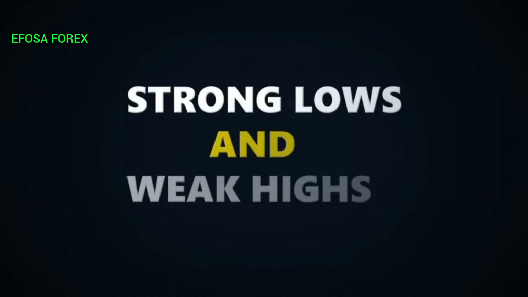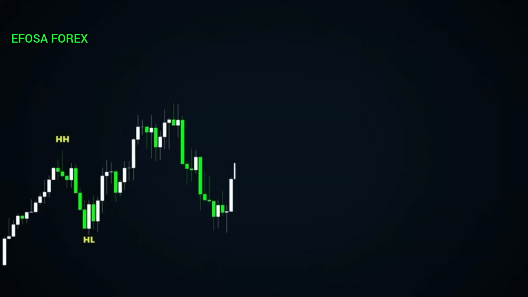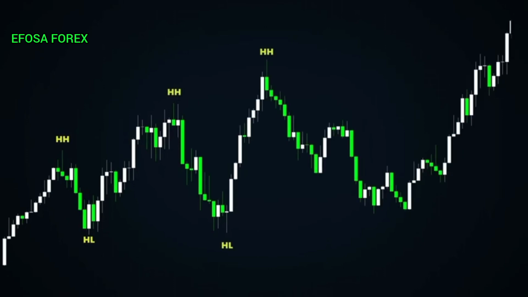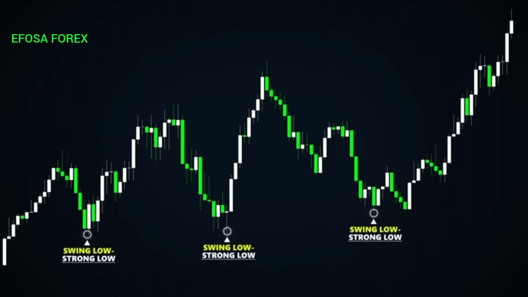Strong lows, weak highs, let's spot them on the chart. First, notice how the market is in a clear uptrend. You can see price making higher highs and higher lows. Every time price pushes up, it pulls back a little, then pushes even higher. That's a strong, bullish structure. Now, focus on these pullback points right here. These are what we call strong lows.